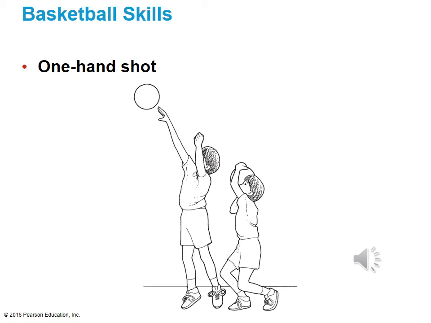The one-hand shot is a type of shooting that is usually a jump shot if you're at a short distance away from the goal. Or I want you to know a one-hand shot is like a set shot if you're at a longer distance away from the goal for the young children. So the one-hand shot.